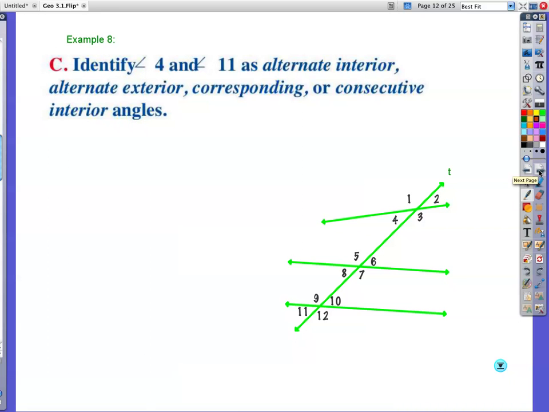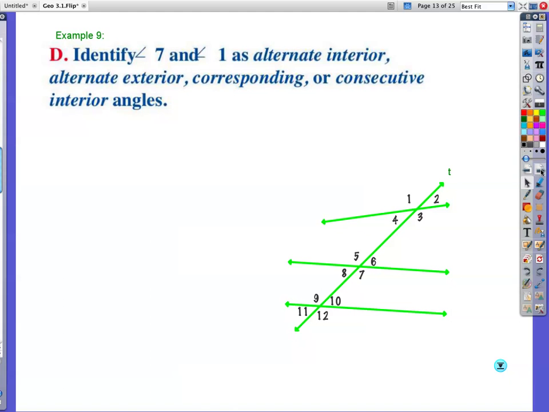Example 8, angle 4 and angle 11. Okay, now you're like, wait a minute, there's this whole other line in between. I could take out this line. It's actually not even necessary. Okay, and if you look at it now, they are corresponding angles. Even if I put this in here, they are still considered to be corresponding angles. So example 8, corresponding.